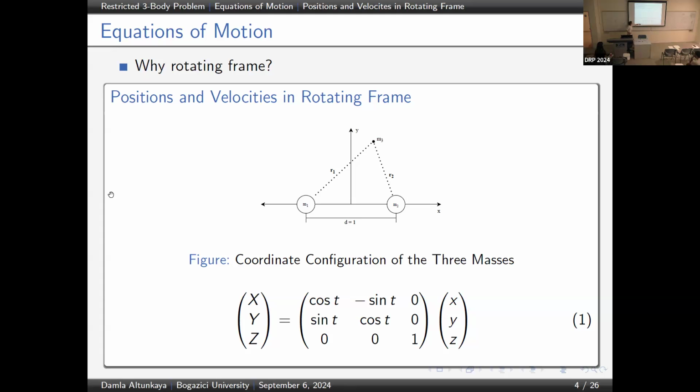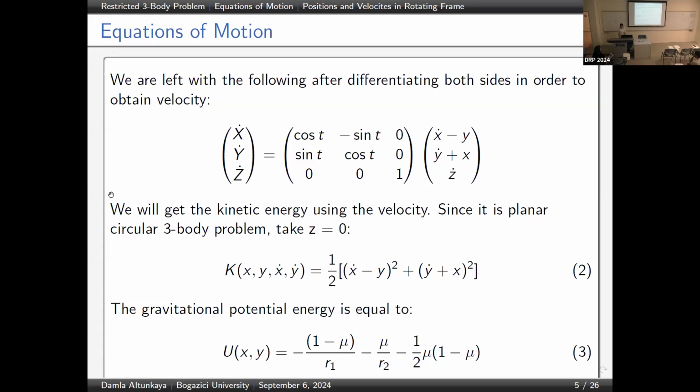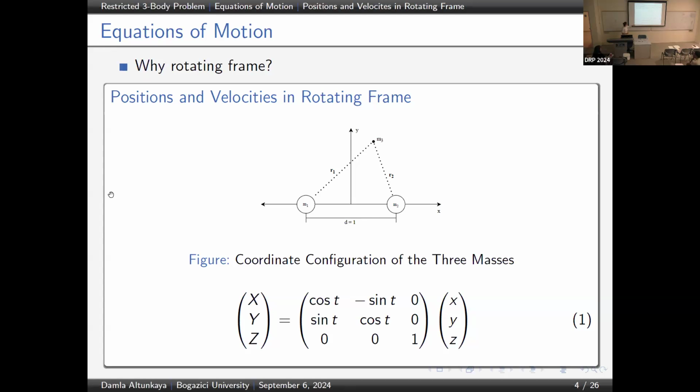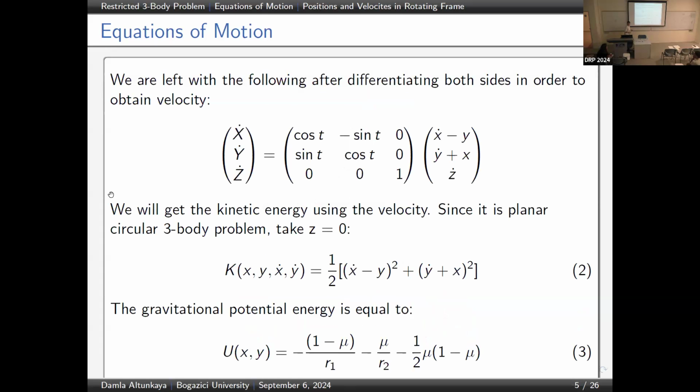The lowercase x, y, and z are my coordinates in the inertial frame, and the capital X, Y, and Z are the coordinates in the rotating frame. So we're going to apply the rotation matrix to the system to get the rotating frame coordinates. Okay. These are position vectors. So I'm going to go to the velocity vector. I'm going to differentiate with respect to time. So this is going to be my coordinate of the rotating frame in the inertial frame. Okay.